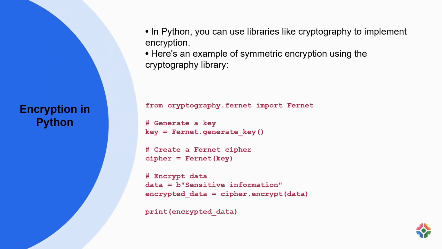Symmetric encryption involves using the same key for both encryption and decryption. The example showcases the utilization of the cryptography library in Python to implement symmetric encryption using the Fernet algorithm. Initially, a key is generated through the Fernet module's generateKey function. This key is utilized to create a Fernet cipher. Subsequently, sensitive information, represented as a byte string, is encrypted using this cipher. Lastly, the encrypted data is printed.